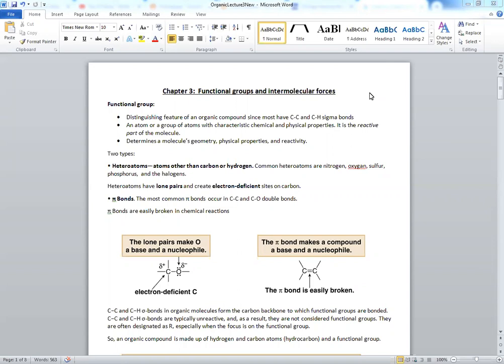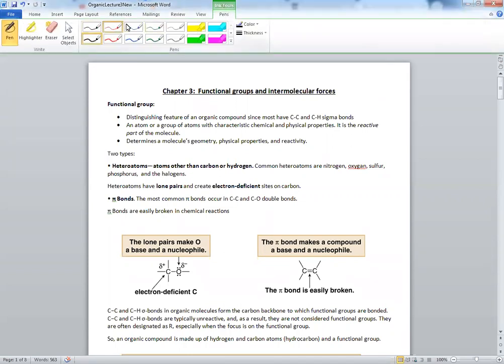The most important part here is that they are the reactive part of the molecule. And not only do they determine the reactivity, or drive reactions, but they also determine the molecular geometry, physical properties, like we said, reactivity. In fact, this chapter is a foundational chapter. That's why it's the third chapter. And it is going to help you learn about these different functional groups.